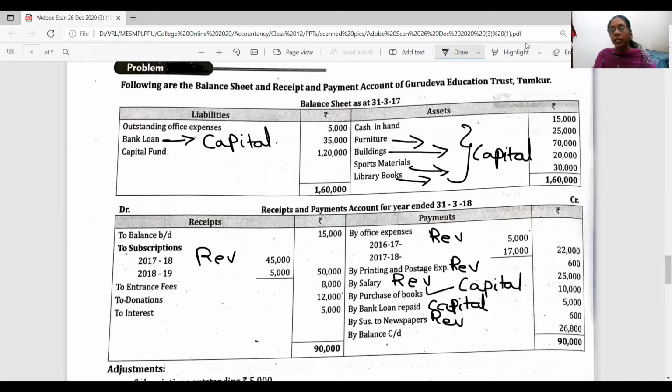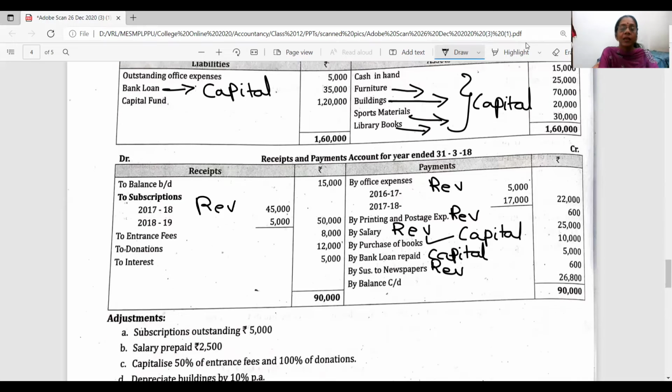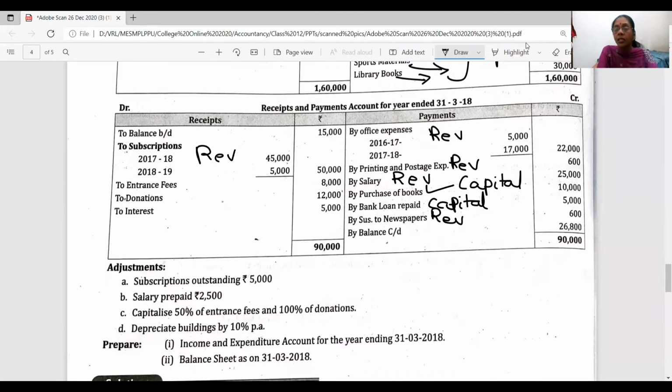Entrance fees. When it comes to entrance fees, you should always check the adjustments for any specific instruction. In the absence of any specific instruction on the entrance fees, we take entrance fees as a revenue item. Otherwise, we follow the instructions given under adjustments.